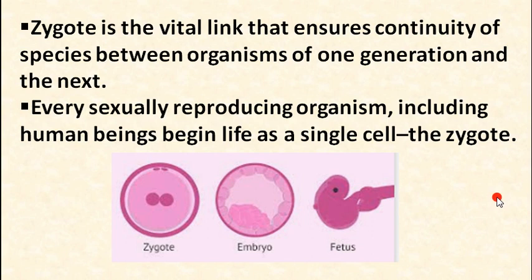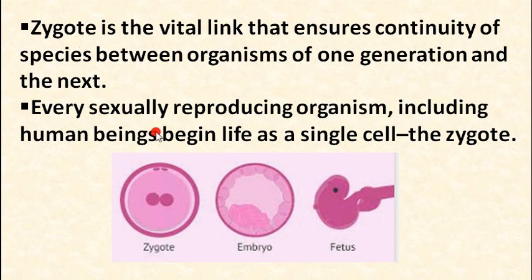So guys, the zygote is the vital link, vital meaning very important link, that ensures the continuity of species between the organisms of one generation and the next. So zygote is a very important connecting link, and that will ensure the continuity. Continuity means एक स्पीसीज से दूसरी स्पीसीज जो न्यू बनती है. Okay, so this is called continuity. So between the organisms of one generation and the next, generation by generation this has to continue, the characters continue. So the zygote is important.